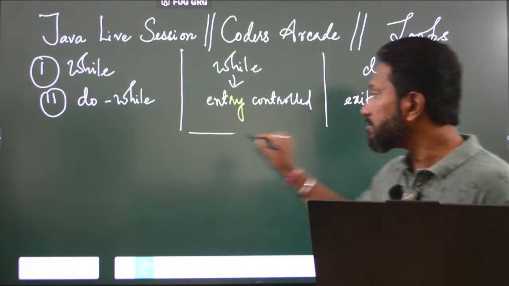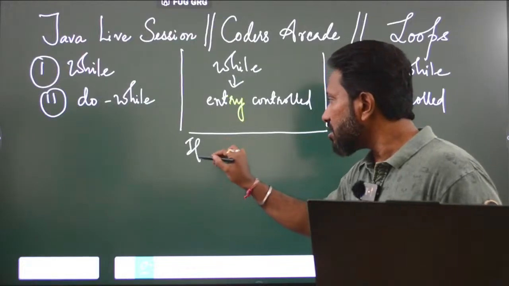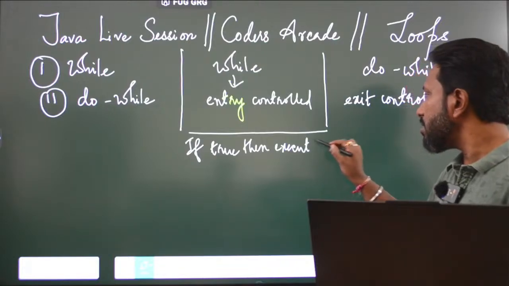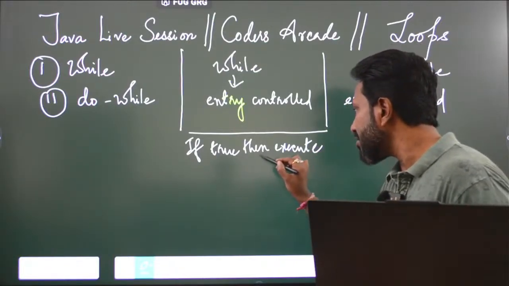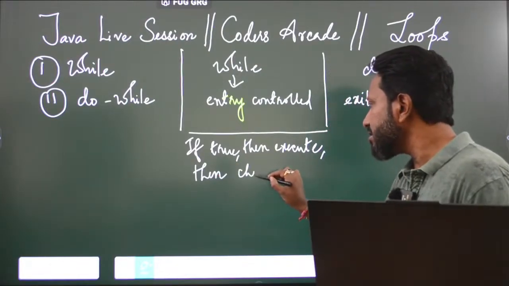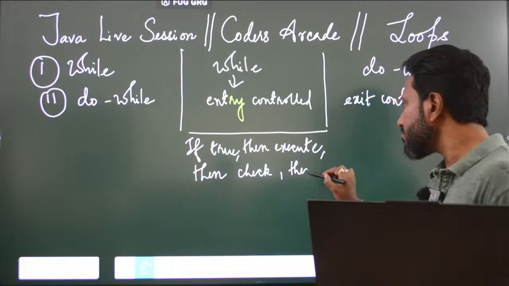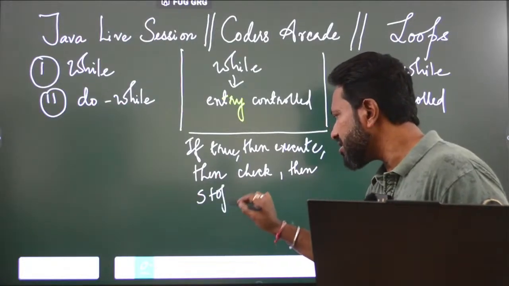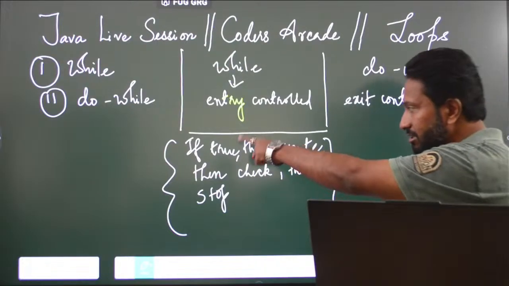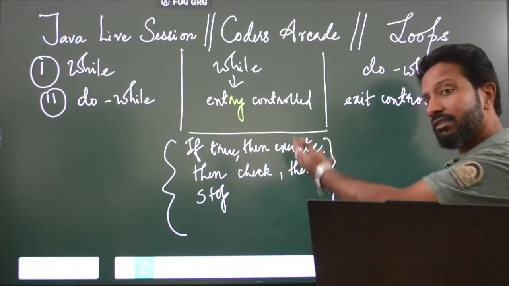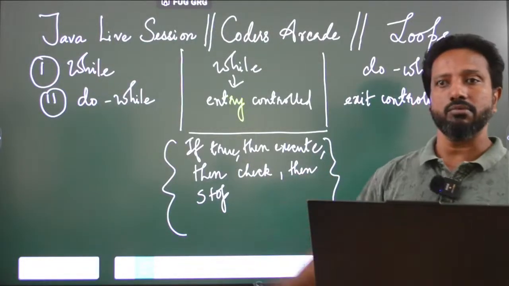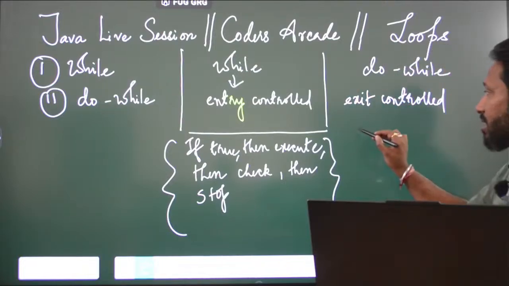In simple terms, you can say this: if true, then execute, then check, then stop. If the condition is true, then enter the loop and execute. Then check the condition. If it is still true, keep on doing, or else stop. Something like this. But in case of do while, it is a little bit different.